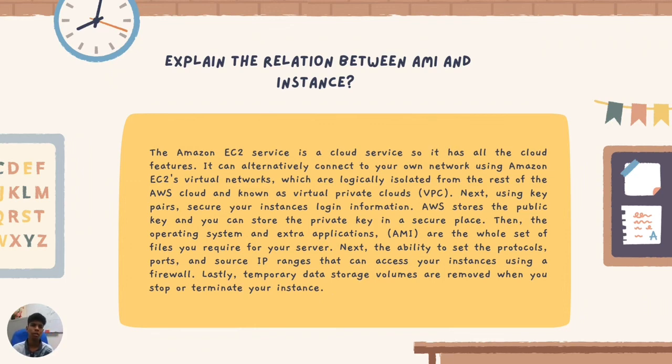AWS stores the public key and you can store the private key in a secure place. Then the operating system and extra applications, the AMI, are the whole set of files you require for your server. Next, you can set the protocols, ports and source IP range that can access your instance using a firewall. Lastly, temporary data storage volumes are removed when you stop or terminate your instance.